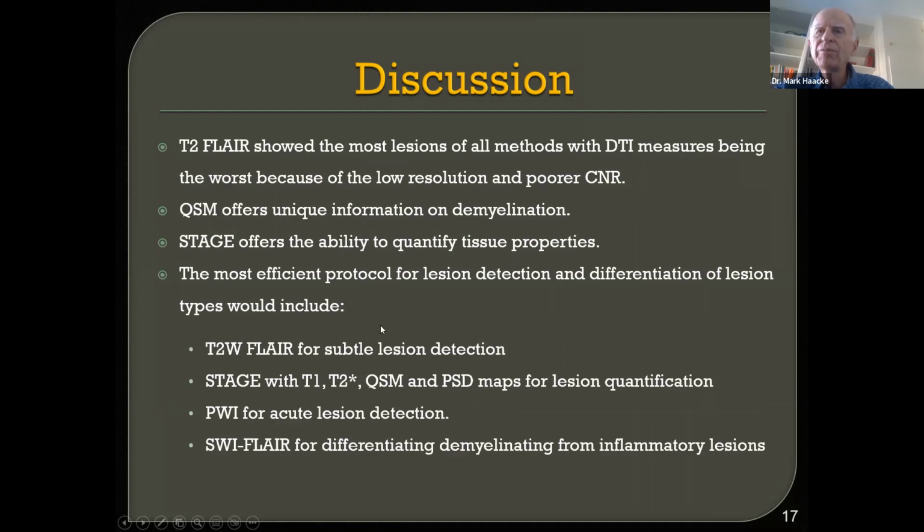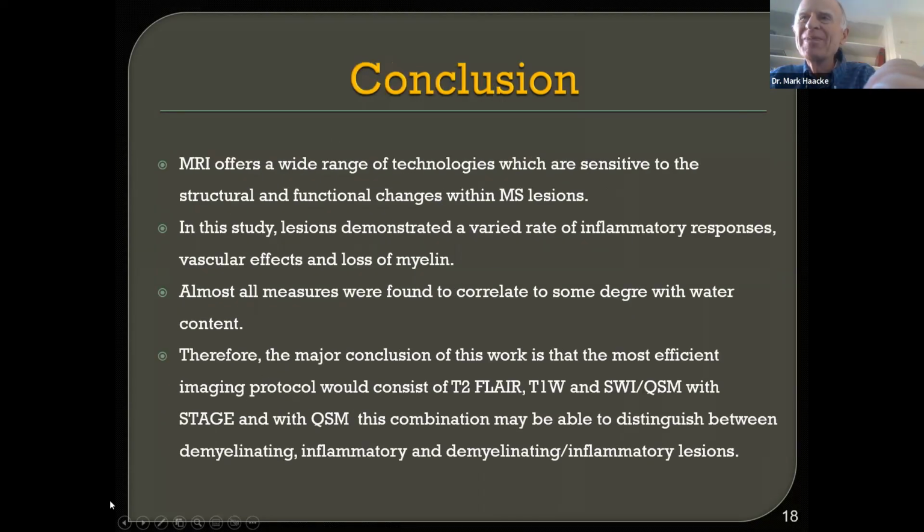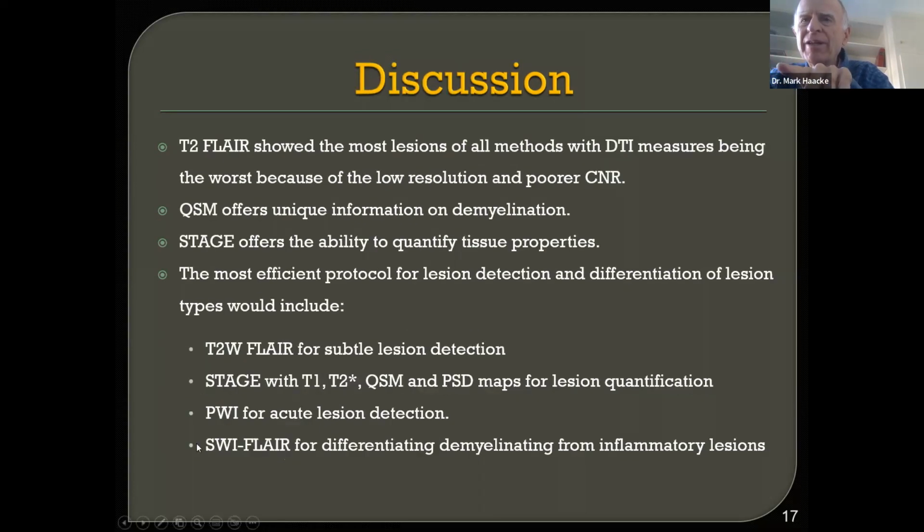And so the most efficient protocol, if you had to go in for a scan and you wanted to basically get as much information as possible, would be to do T2 weighted FLAIR, STAGE, PWI, and SWI. So in conclusion, MRI has a broad range of technologies and many, many different types of sequences. So if I go back for a minute and we just do T2 weighted FLAIR, STAGE, perfusion imaging, and SWI, all of these can be done in 10 to 15 minutes, depending on resolution involved. So it doesn't need to take a long time.